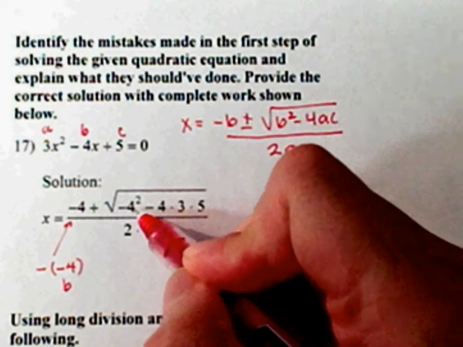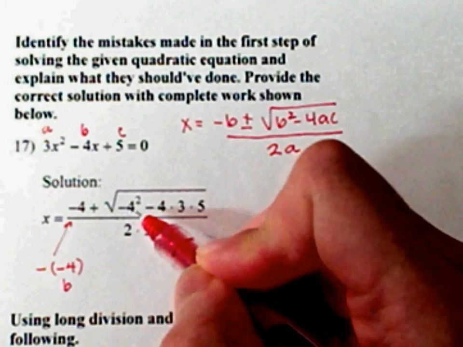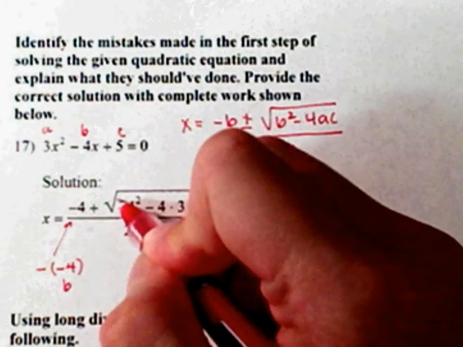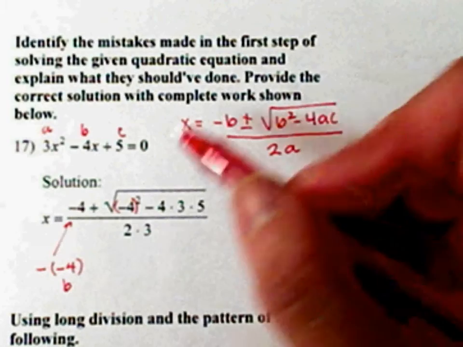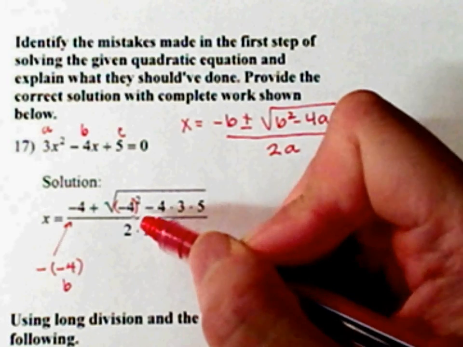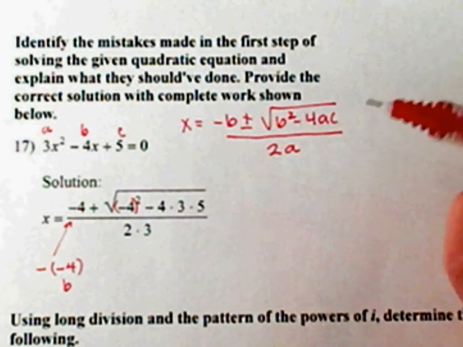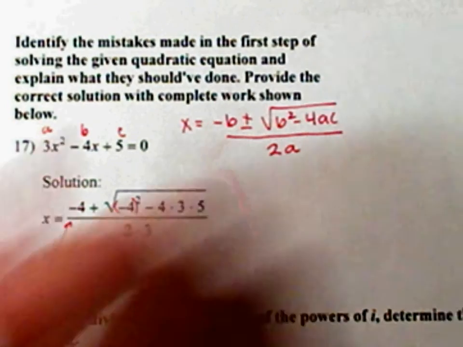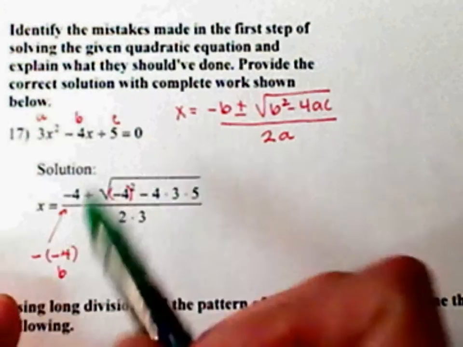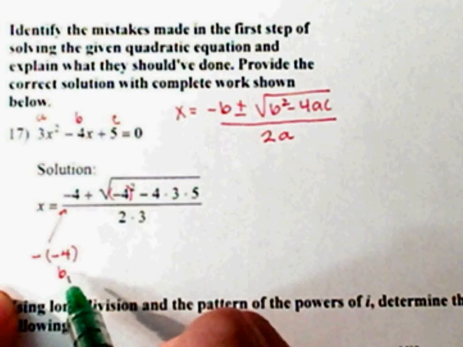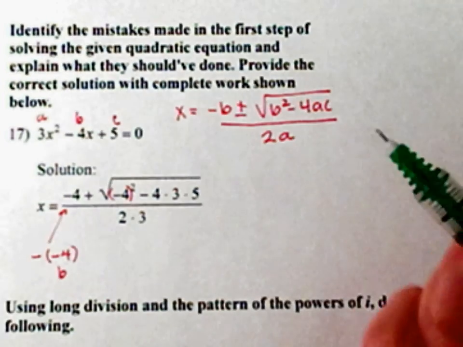Now look at your b right here. When you are writing this in the calculator, it's going to follow order of operations. So they should have put parentheses around it, because when you square a negative, that's negative 4 times negative 4, which makes it a positive 16. Everything else is just fine, okay? So here is your correct procedure. First off, this should have been a positive, and they should have put parentheses around there.